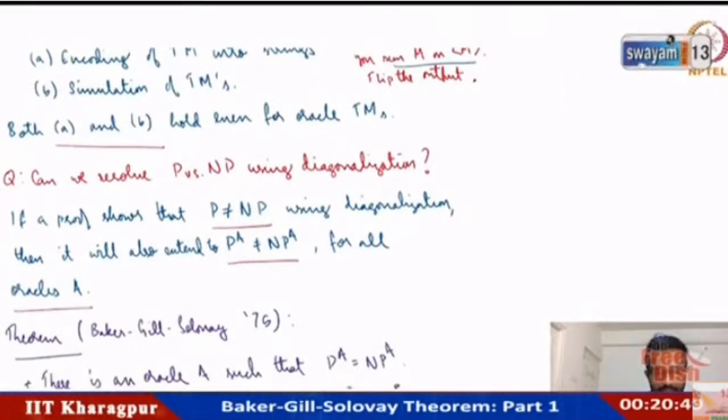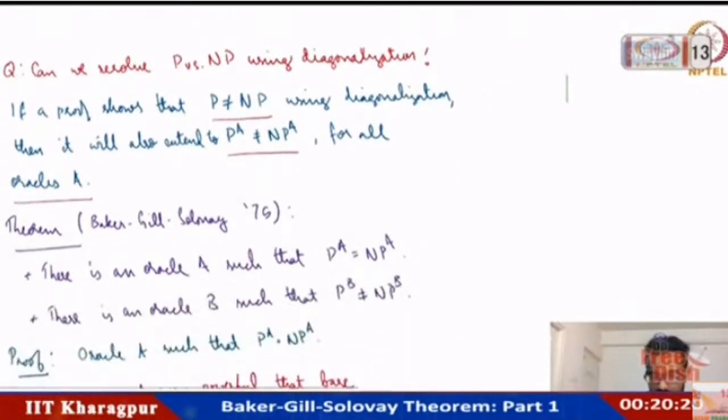So if there was a way to settle P versus NP using diagonalization, then the same statement should hold even with oracles. And what Baker, Gill and Solovay showed in 1975 is that P versus NP cannot be resolved using diagonalization. Either way, P equal to NP is not possible, and P not equal to NP is also not possible. How did they do that? They showed two oracles, A and B, such that P^A is equal to NP^A, and P^B is not equal to NP^B.